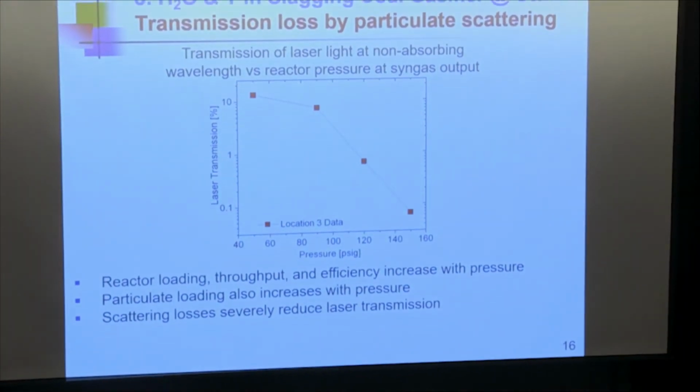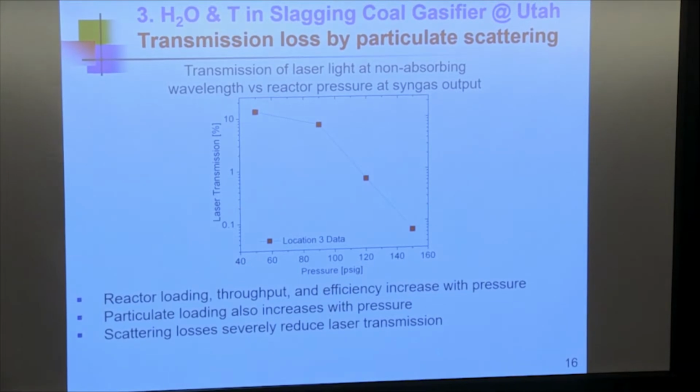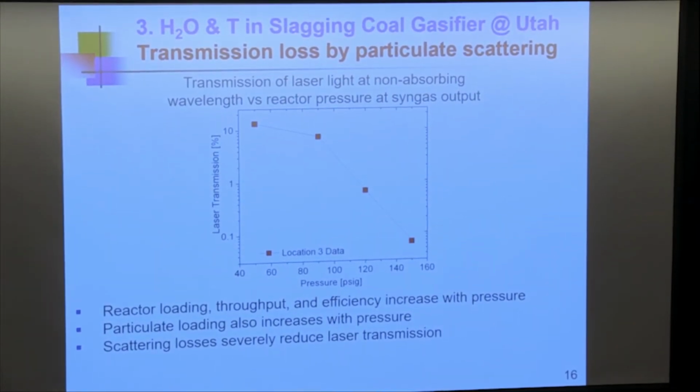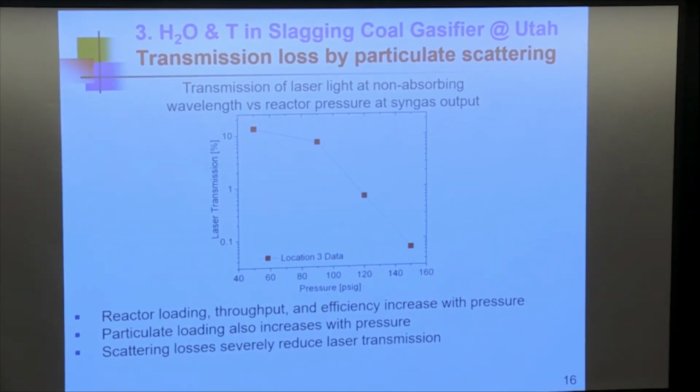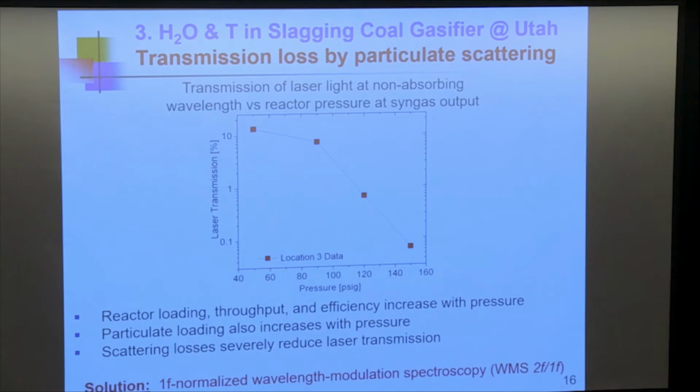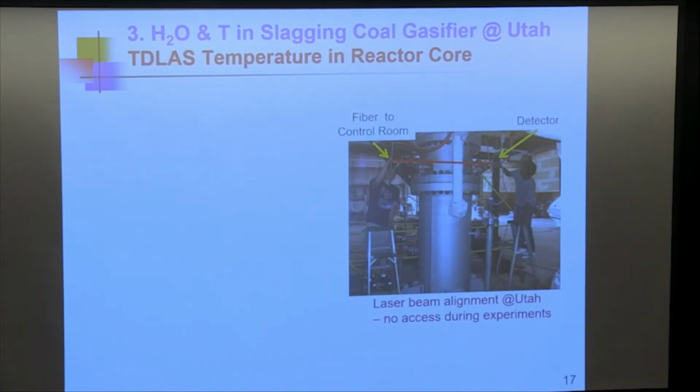So basically, the particulate loading went up fast with pressure. I think the highest we've been is maybe 50 atmospheres. But really, in the end, it boils down to just how much extinction you get. Yeah, that was our first successful application of 2F over 1F. Here are the two students working away on ladders.